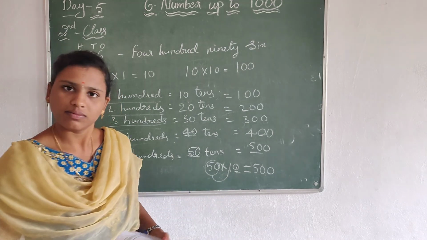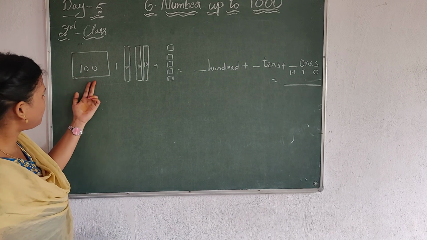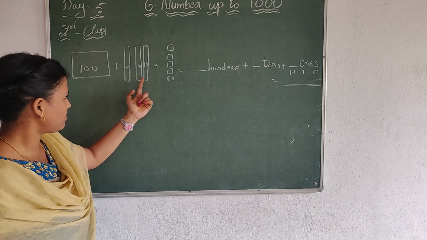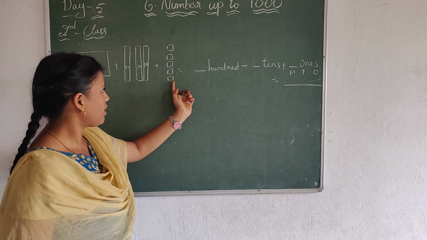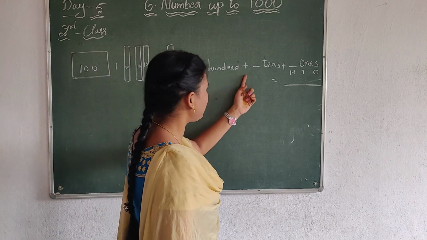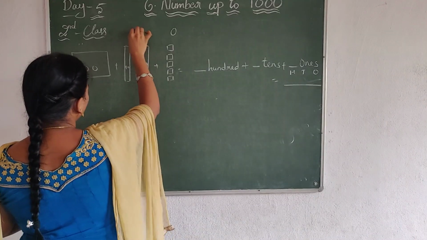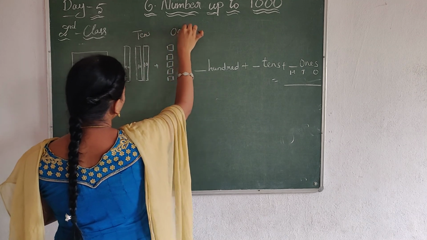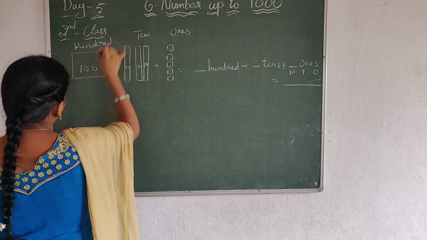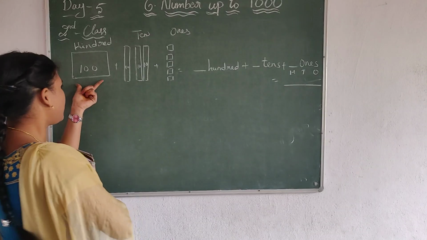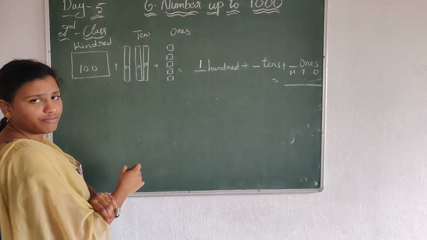Okay, come to this one. 100 plus, 1 time, 2 times, 3 times, plus 1, 2, 3, 4, 5. 135 equals dash hundred plus dash tens plus dash ones. First see, this is the ones place. These are the tens. These are the ones. These are the hundreds. But it has only 100 now. So how many hundreds are there? 100. Write in that blank 1.